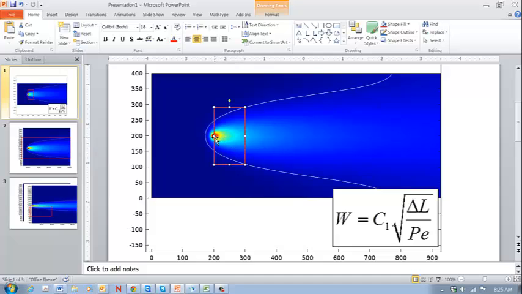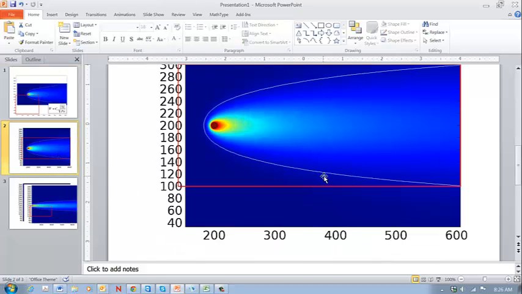So there's the width, and then I went over here and shuffled it down like that, and there's the width. It looked like about 180 meters. So that's the width for delta L equals 100, and this analysis was for a Peclet number of 1. Then I could go downstream another 100 meters to 400 meters and get the width, and so on. I did that for a Peclet number of 1, and then I repeated it.